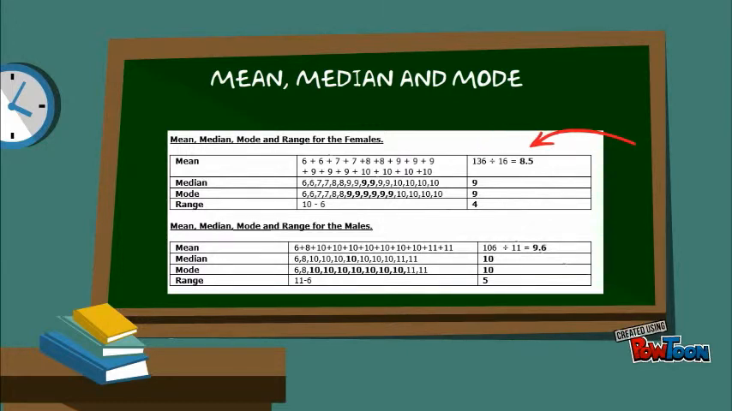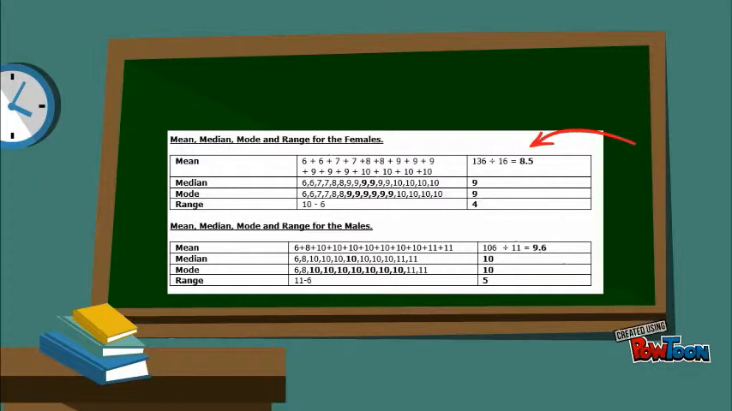From looking at the mean, median and mode, it becomes clear that the females are all around the 9-hour mark, whereas the males are clearly all around the 10-hour mark.